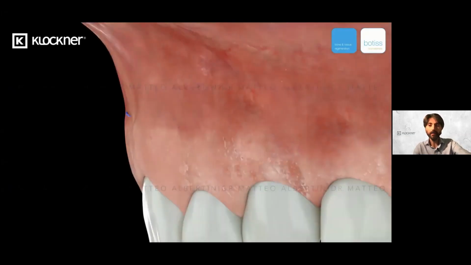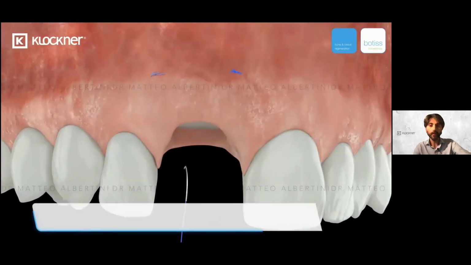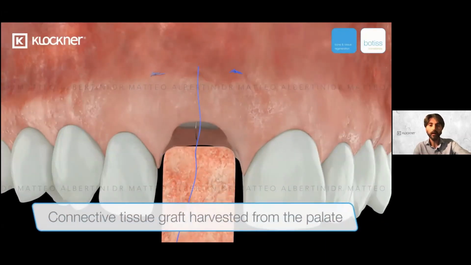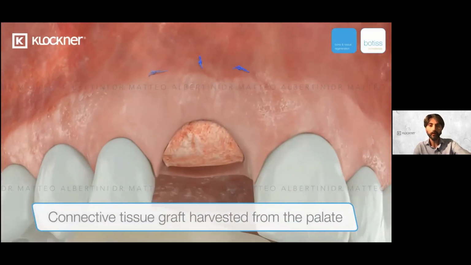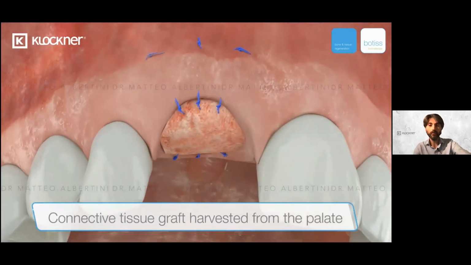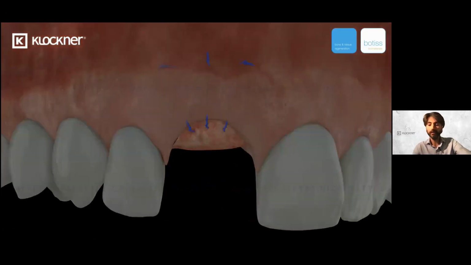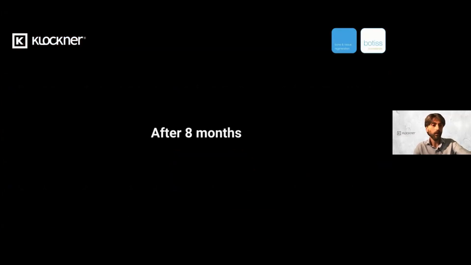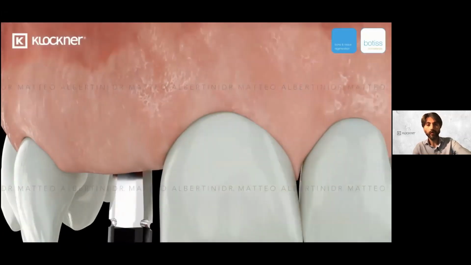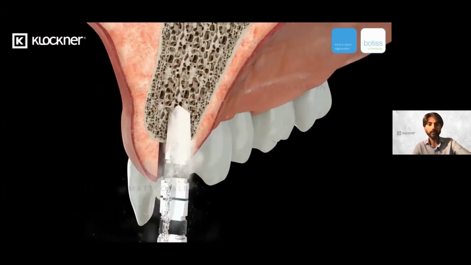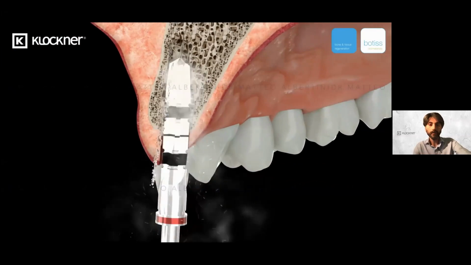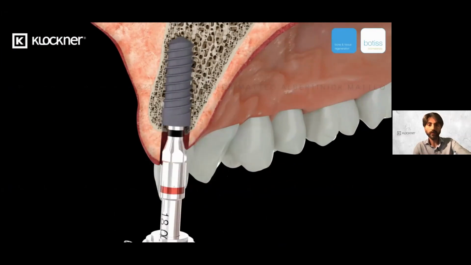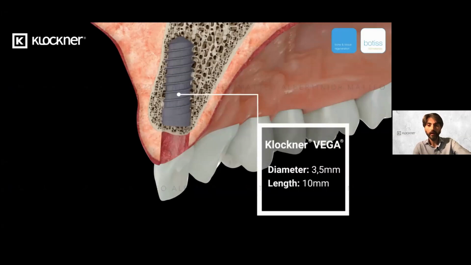And finally, we graft the area with a soft tissue graft harvested from the palate. We generally use only 1 apical suture just to insert the graft, and then we put some simple stitches. Only after 8 months, we perform the implant placement with a transmucosal approach because we don't want to touch the papillas, and we put the implant.